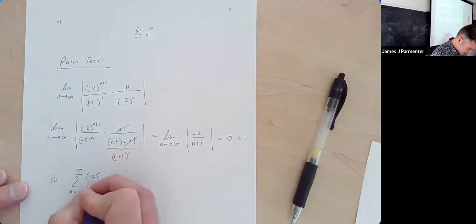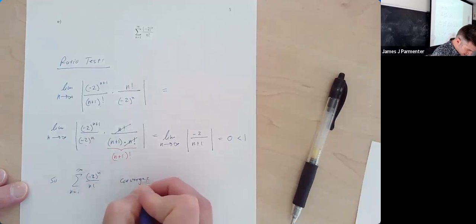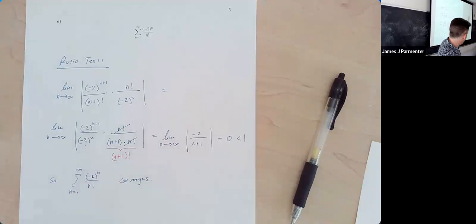And just because it's worth mentioning, when you use the ratio test and you get convergence, also when you use the root test and you get convergence, it actually converges absolutely, which is nice to know.